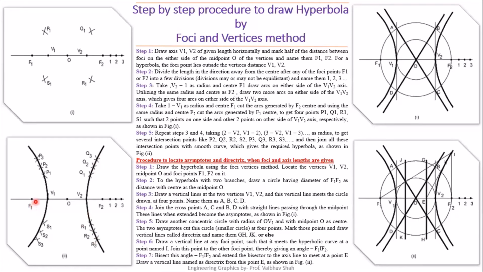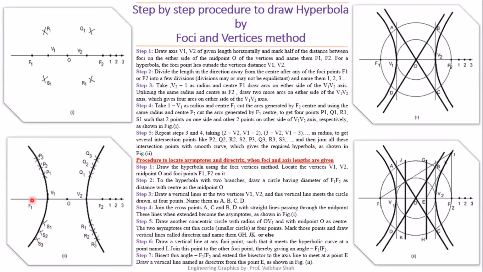Now change the center to F1, keeping the same distance on your rounder, V2 till 3, and make one arc from above F1 like this and below F1 like this. After that, we have to change the radius. Now the radius would be V1 till 3. We put our rounder on the F2 center, then cut the F1's previously drawn arc somewhere here, somewhere down here.